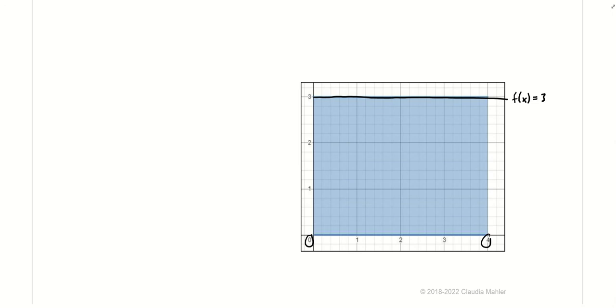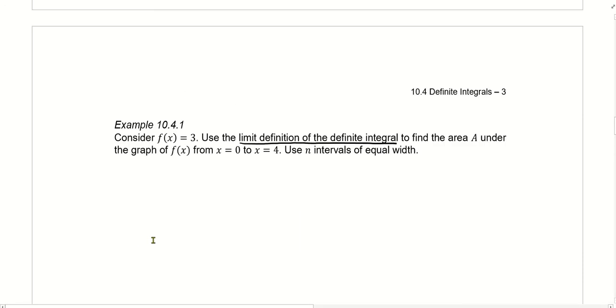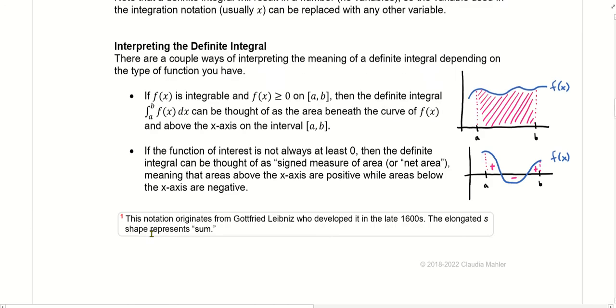Now, the reason I'm picking this function in this particular area is because this is just a rectangle, which we've seen already. We can calculate the exact area using an area formula. But I want to use that to back up the answer we get by using that limit definition that we introduced a couple pages ago. So let's write down the limit definition and then see what we can do with it.